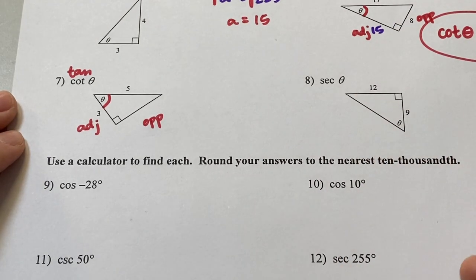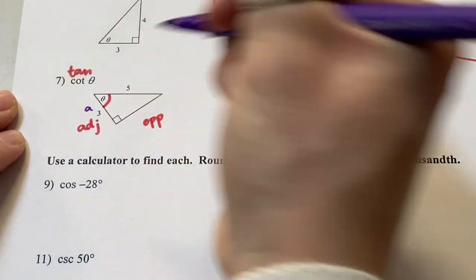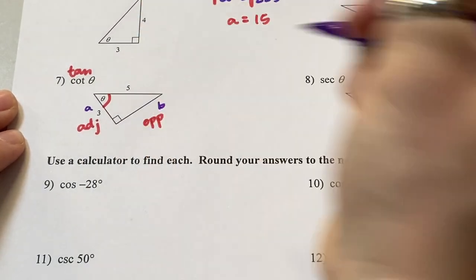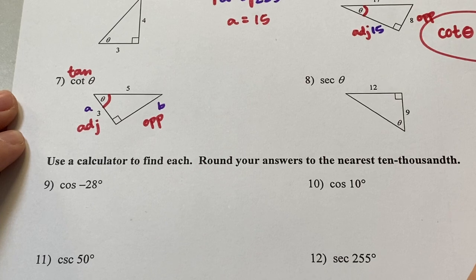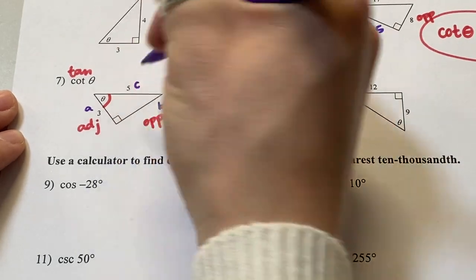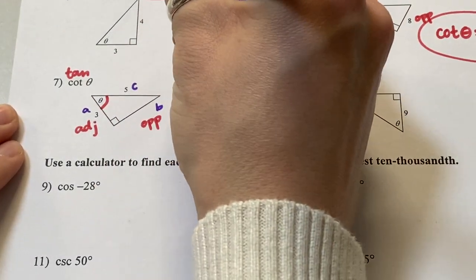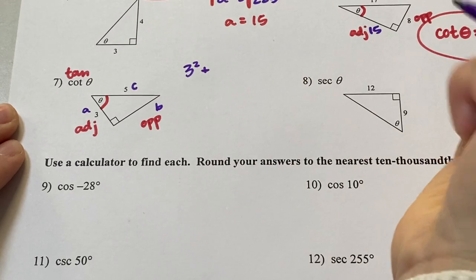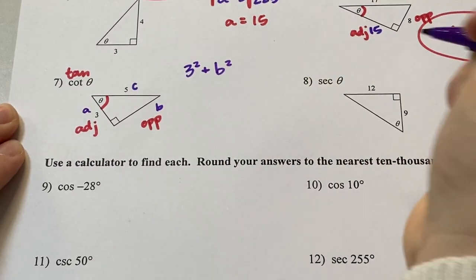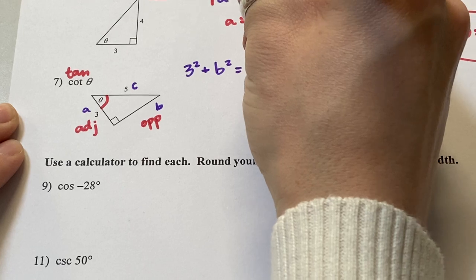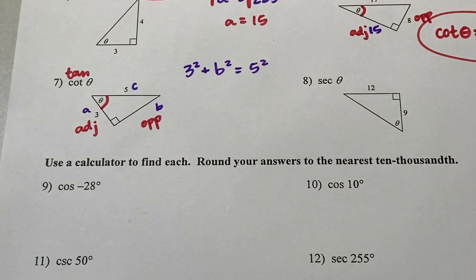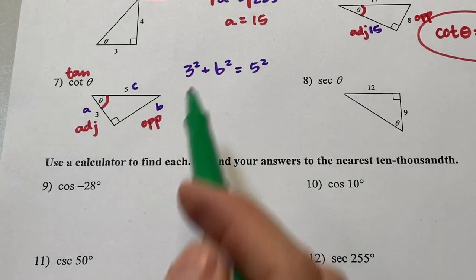The Pythagorean theorem. We'll say that 3 is A, one of our legs. We'll say B is missing this time. Don't know what B is. That's my opposite side I need. Across from my hypotenuse is always C. So A squared plus B squared equals C squared. Okay, I can plug it in now. A squared, 3 squared, plus B squared, I don't know. That's the side I'm trying to find, equals C squared, 5 squared. You guys know how to do this. What is 3 squared? What's 3 times 3?